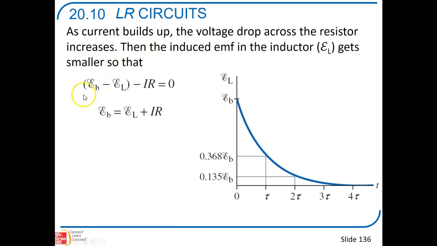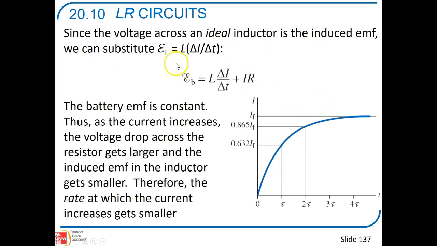So here we see that the EMF in the battery minus the EMF in the inductor minus IR, which is essentially the voltage in the circuit, is equal to 0. So the E in the battery is equal to EL plus IR. So you'll notice kind of how this makes its way through. Tau is a time constant, just like we had in capacitors, but now we're going to have a time constant for an inductor. Since the voltage across an ideal inductor is the induced EMF, we can substitute the EMF in the inductor and make that equal to L times the change in current over the change in time.